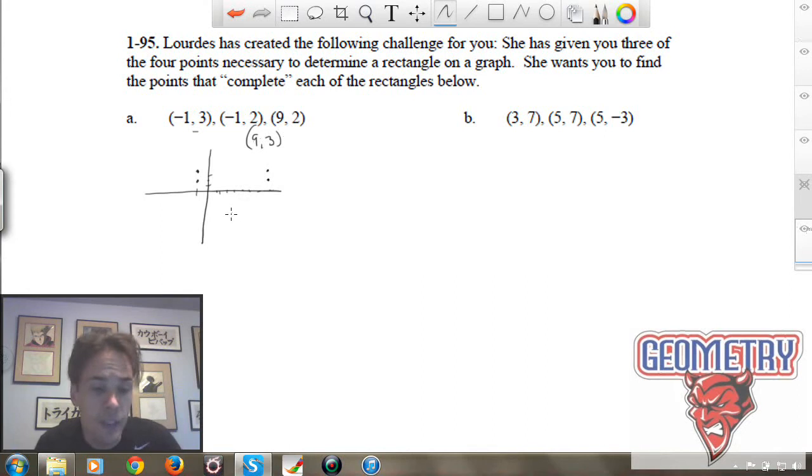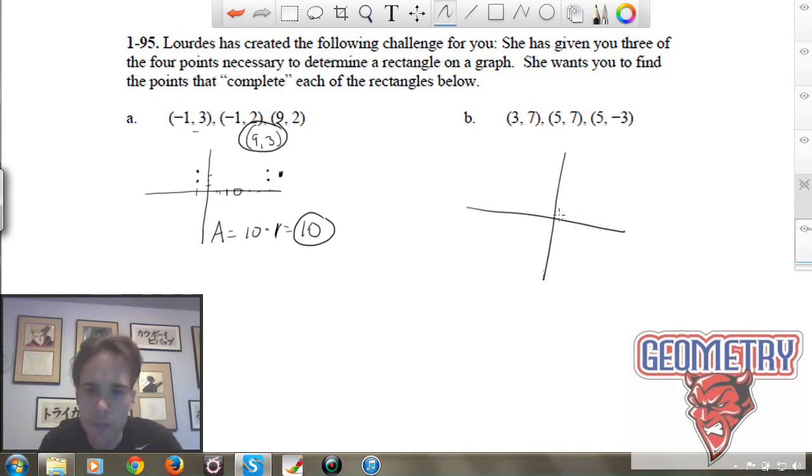Now to find the area, we're just going to find the length and the width of this particular rectangle. Well, the width here is just 1, right, the difference between 2 and 3. And the length here, the difference between -1 and 9, is 10. So the area is 10 times 1, or 10. So the area is 10, and the location of the 4th point is 9, 3.